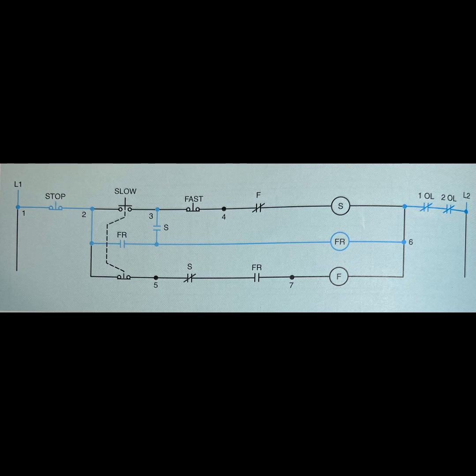The high speed starter is picked up through the normally closed interlock contacts S of the slow speed starter and through the normally open contacts of control relay FR. The normally open contacts of control relay FR will now close. If the fast button is pressed in an attempt to start the motor, nothing will happen because the normally open contacts of control relay FR will prevent the high-speed starter from energizing.